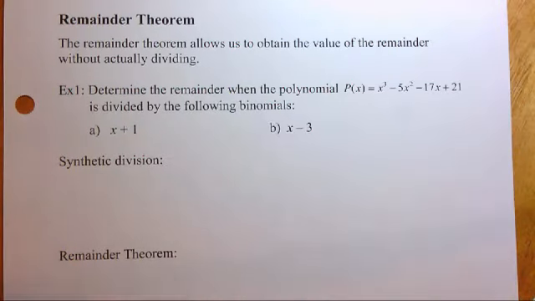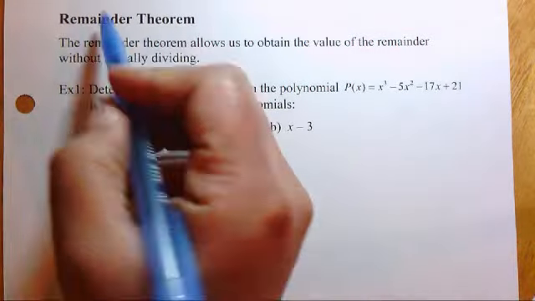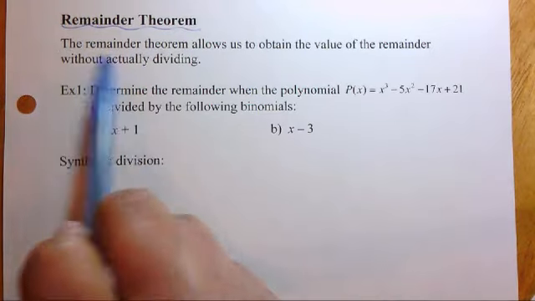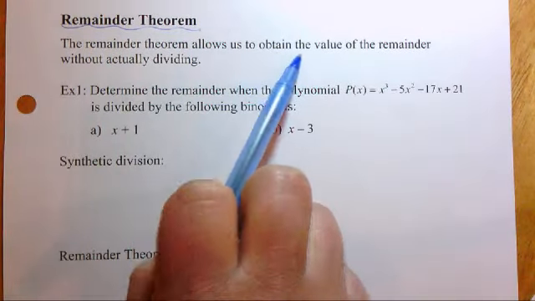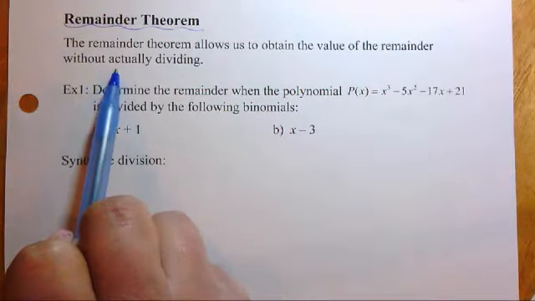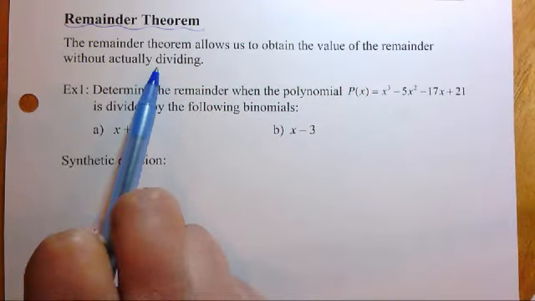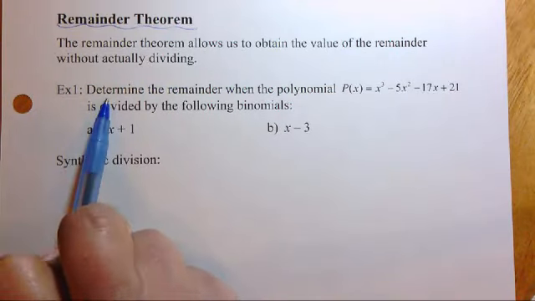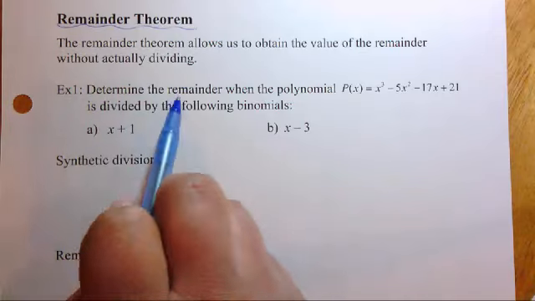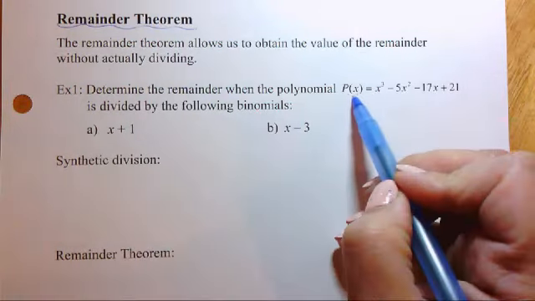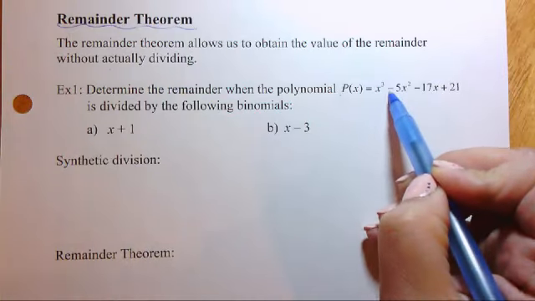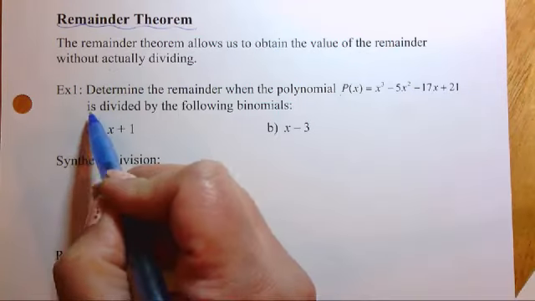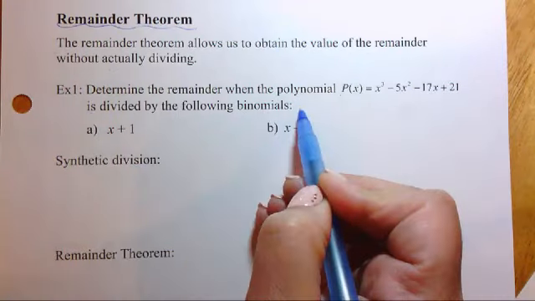All right. So this is what you've all been waiting for, the remainder theorem right here. Okay. So what the remainder theorem does is allow us to obtain the value of the remainder without actually doing any dividing at all. So let's look at this first example. We're going to determine the remainder when the polynomial p of x equals x cubed minus 5x squared minus 17x plus 21 is divided by the following binomials.